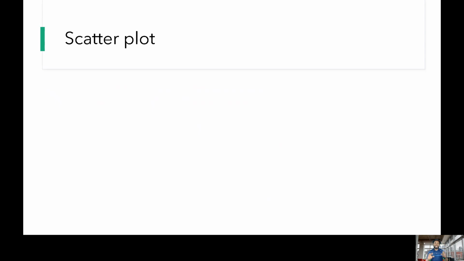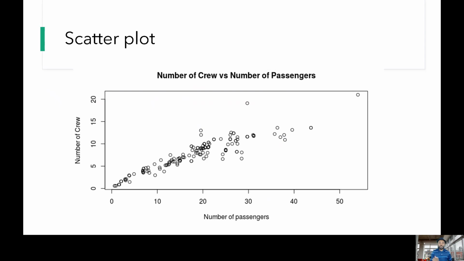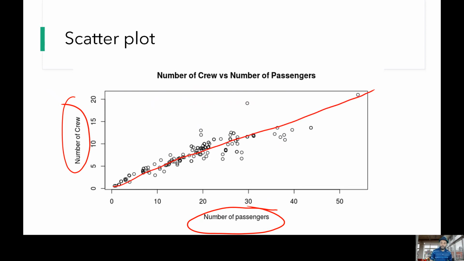So a scatter plot is a two-dimensional plot showing the values for the joint occurrences of two quantitative variables. In this scatter plot, we're looking at the relationship between number of crew and number of passengers. And as we can see, there seems to be a linear relationship. And by linear, it means that I can draw a linear line between these data points.